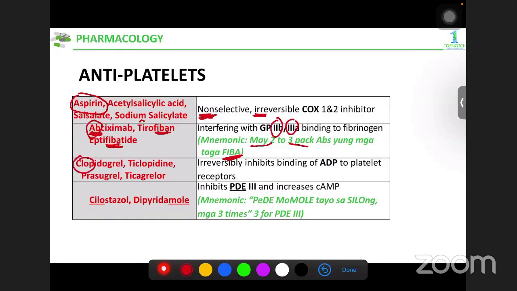Then the ones with "clo" and "grel". Just remember clopidogrel. All of those are ADP inhibitors. Again, if it has "clo", like ticlopidine, or "grel", like prasugrel and ticagrelor, these are ADP inhibitors. Then for PDE3 inhibitors among the antiplatelets, you have cilostazol and dipyridamole. Okay? So this is the doctor's mnemonic for that.